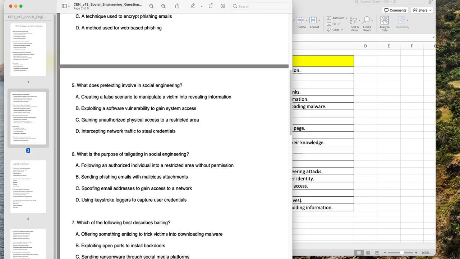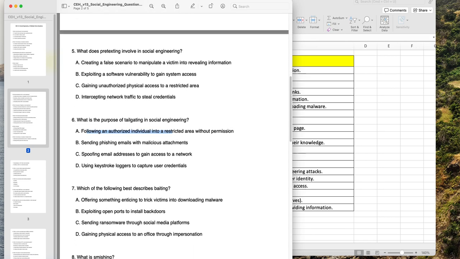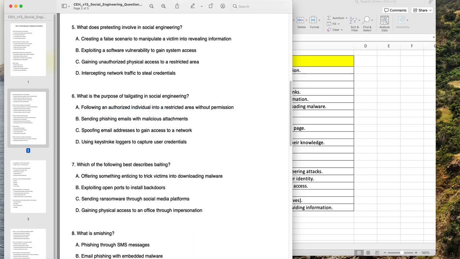This is an interesting concept because tailgating is not an email or anything. It's a physical act, right? Like you walk with somebody and you try to get into the authorized area without permissions, and that would be following an authorized individual into a restricted area. And believe it or not, this still happens, right?